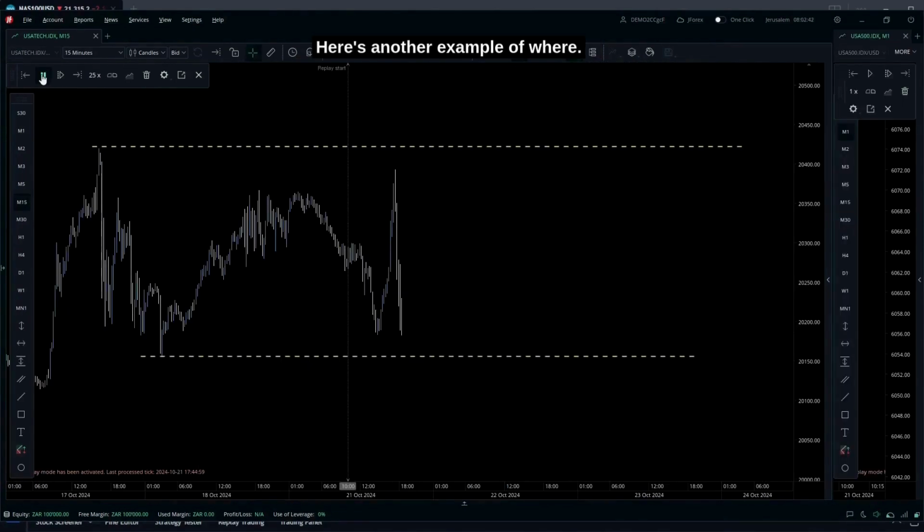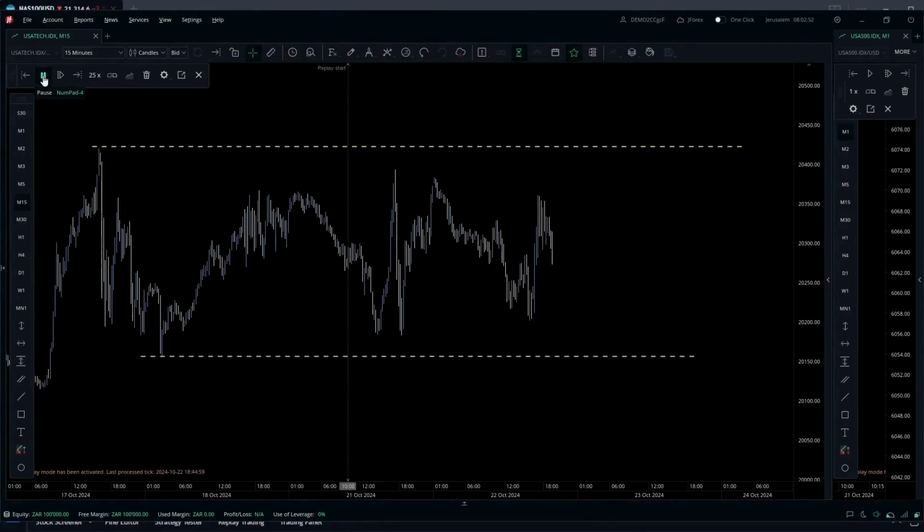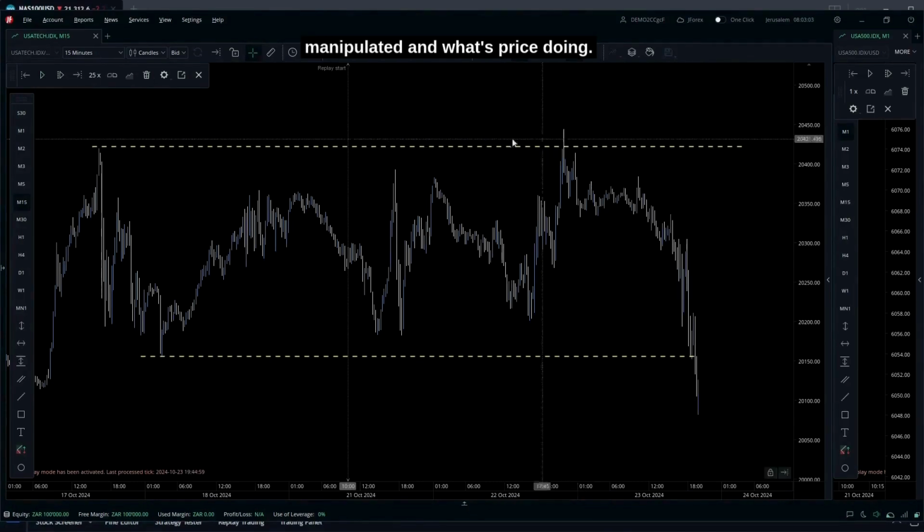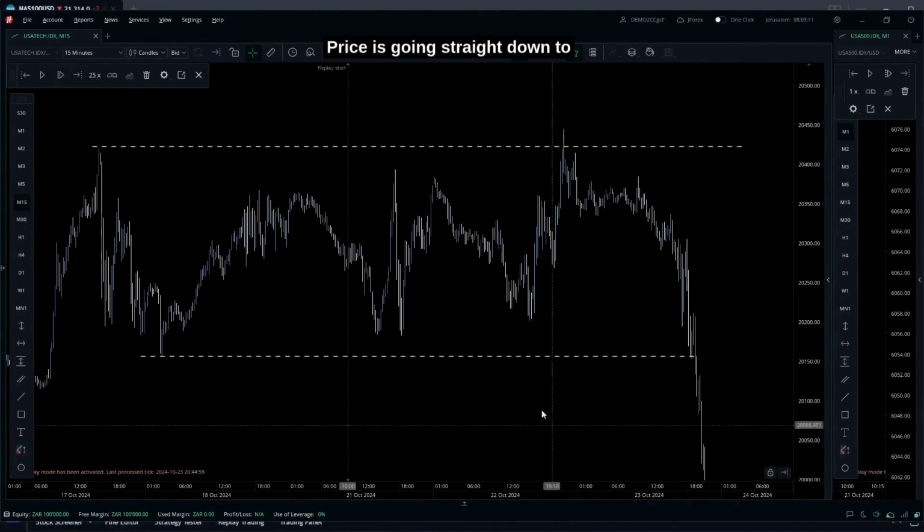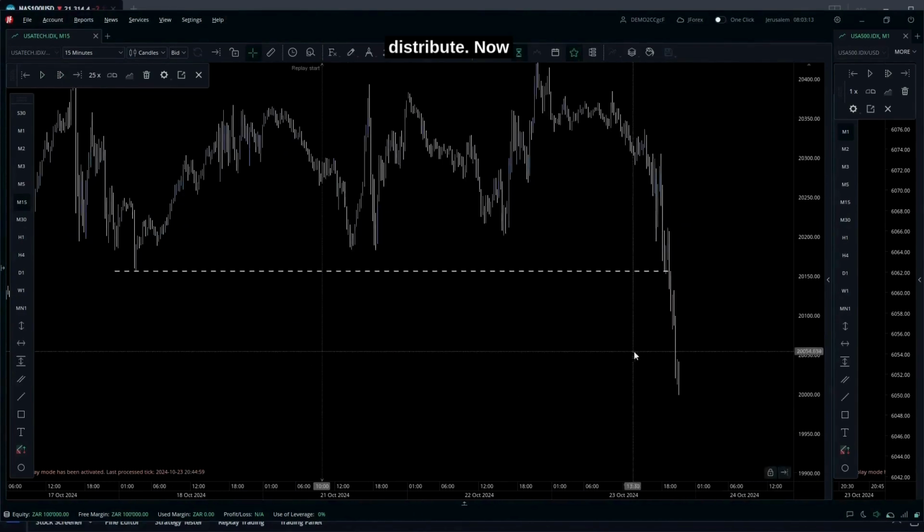Here's another example of where price consolidates. And you can see this is on the 15-minute chart. And it's a huge consolidation on the high time frame. You can see you can use multiple time frames for this kind of setup. So you can see price manipulated, and what's price doing? Price is going straight down to distribute.